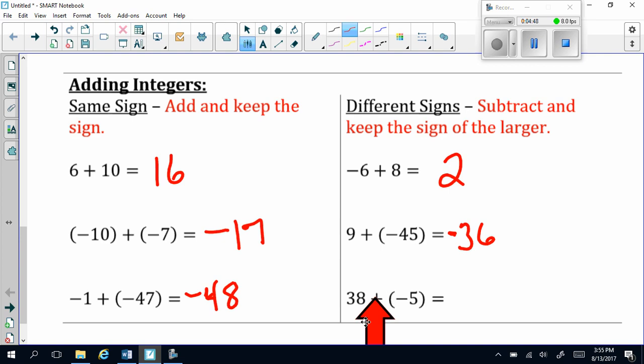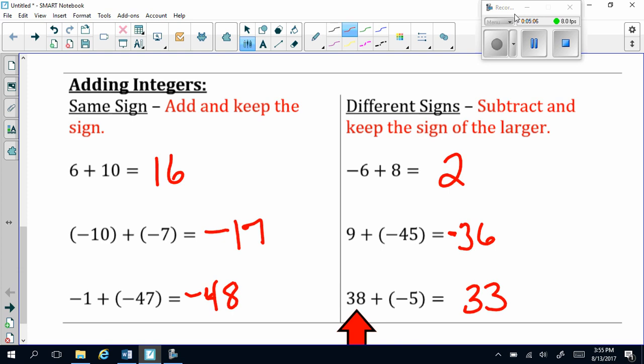And our final example, I'm adding positive, negative, so I subtract. 38 minus 5 is 33. The 38 is larger and it's positive, so my answer is positive.